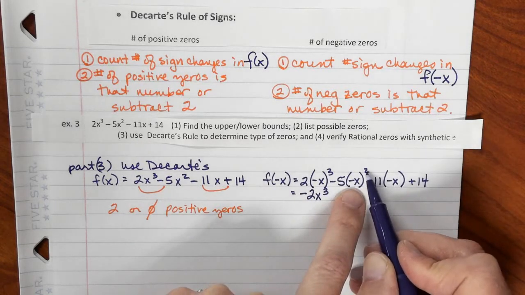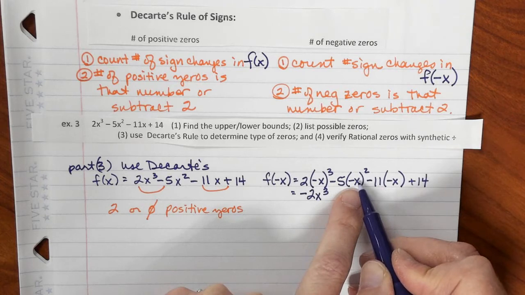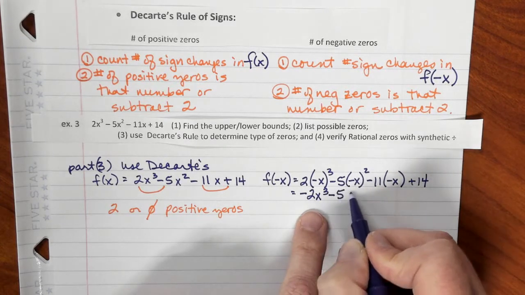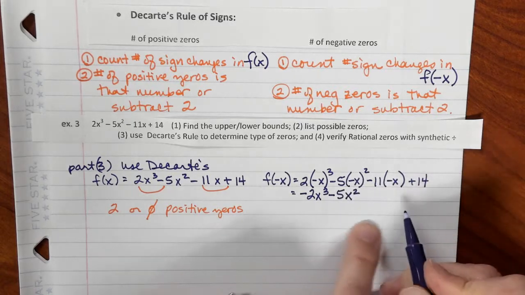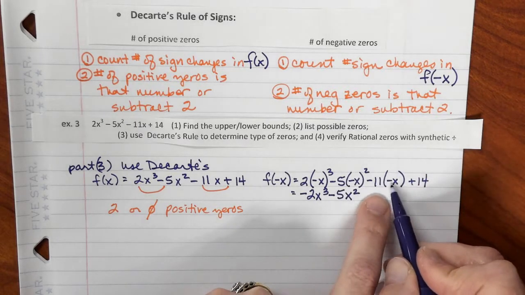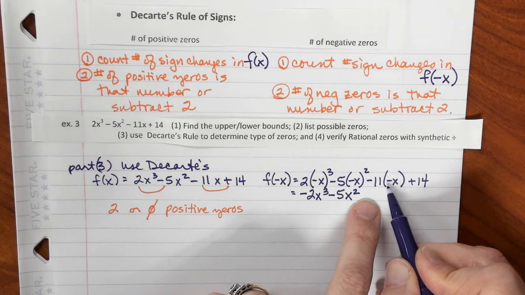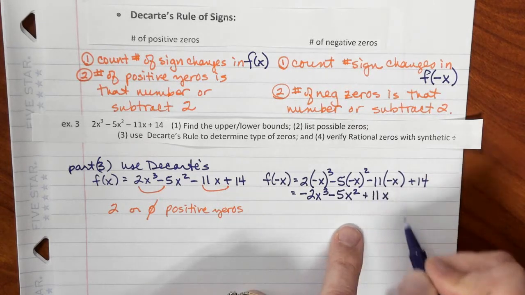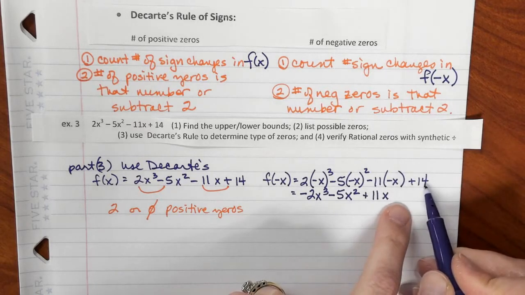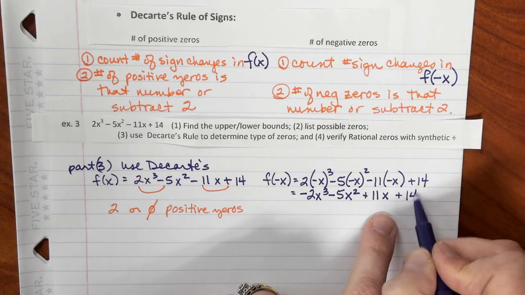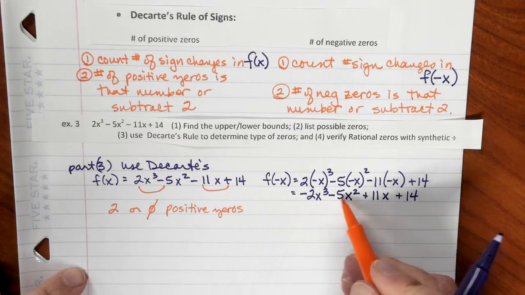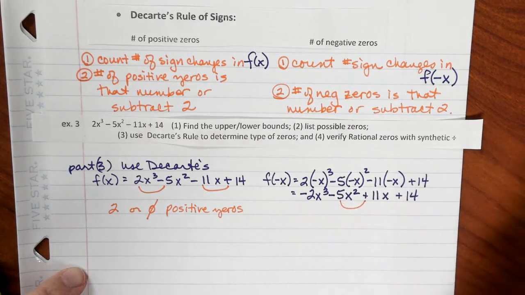Negative x squared is going to be a positive x squared times a negative 5 is still minus 5x squared. This is negative x times negative 11. Well, that's going to give me a positive 11x. This right here will give me a positive 14. That doesn't change at all. So let's look at the times it changes. Negative, negative, positive. There's one change.